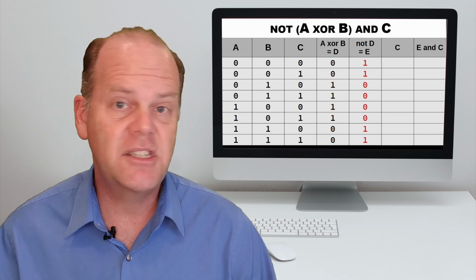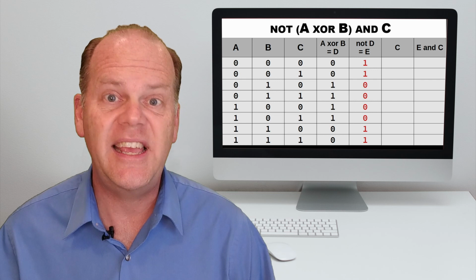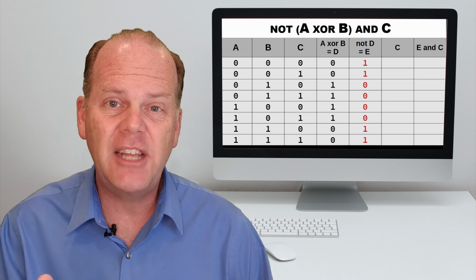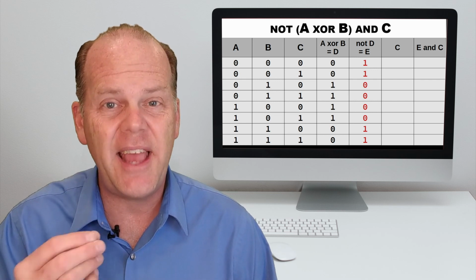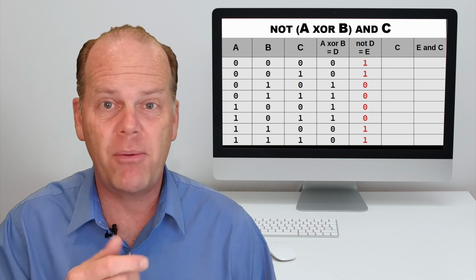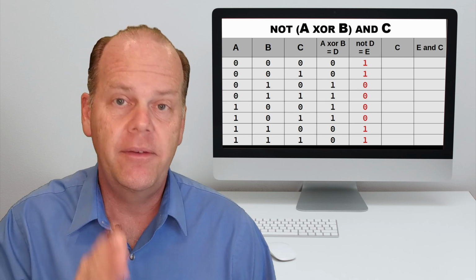The next column is simply a NOT of whatever is inside the brackets. That means it's going to take the reverse of it. So I can take that XOR column and just simply flip it around. If there was a 1, make it a 0. If it's a 0, make it a 1.